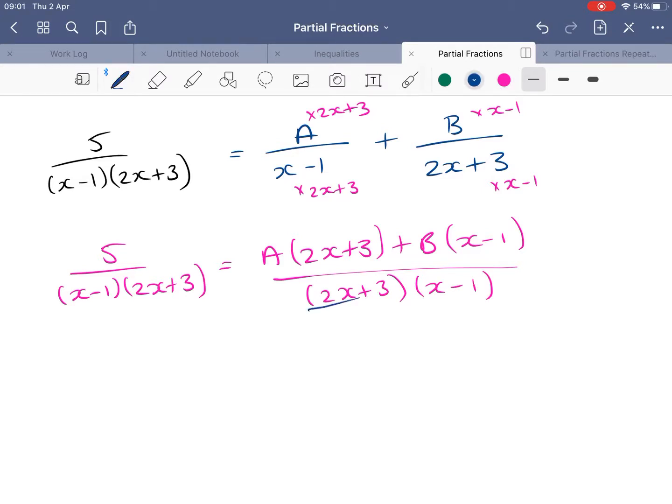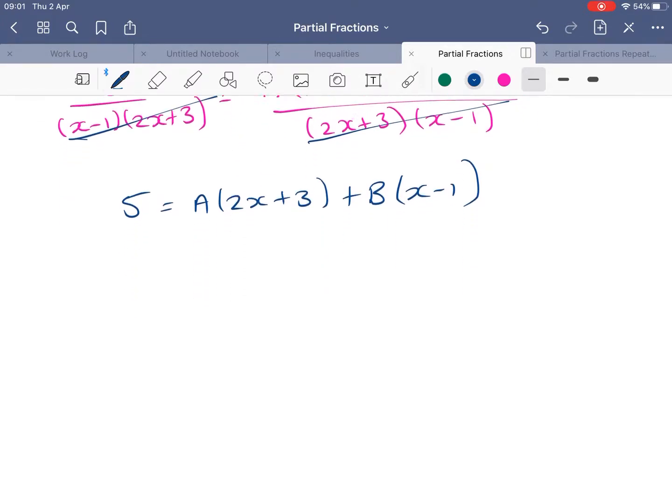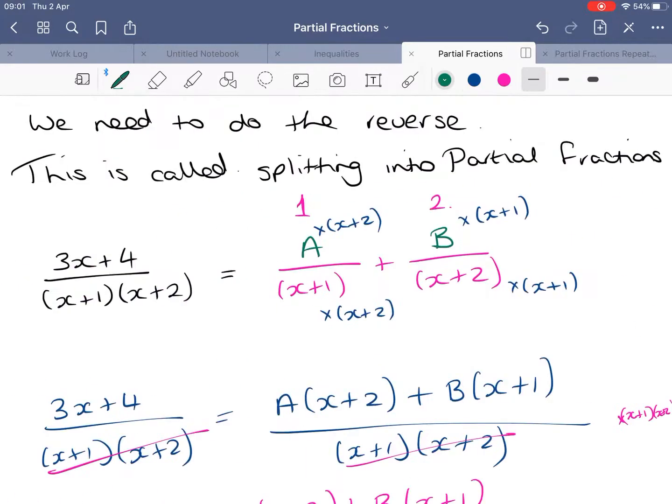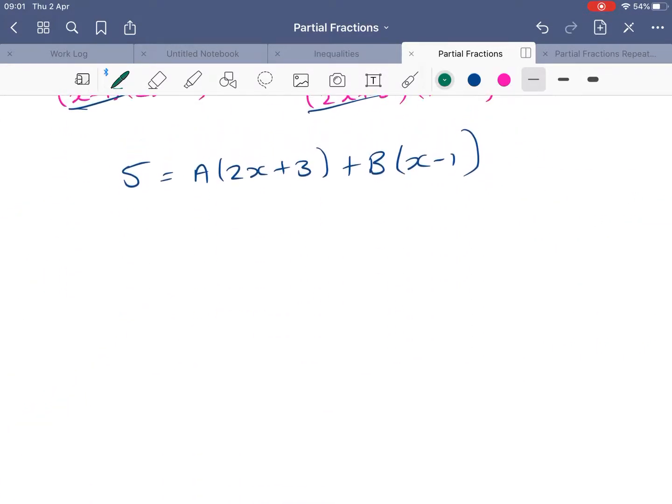And again, at this point, these denominators cancel because I can multiply through the equation by x minus 1 and 2x plus 3. So what am I left with? 5 equals a times (2x plus 3) plus b times (x minus 1). Right, I'm going to give you a second. Think about what value of x you think I should use. And I'm going to do the easier one first. So hopefully you've thought I would use x equals 1, so that I can make this bracket 0.